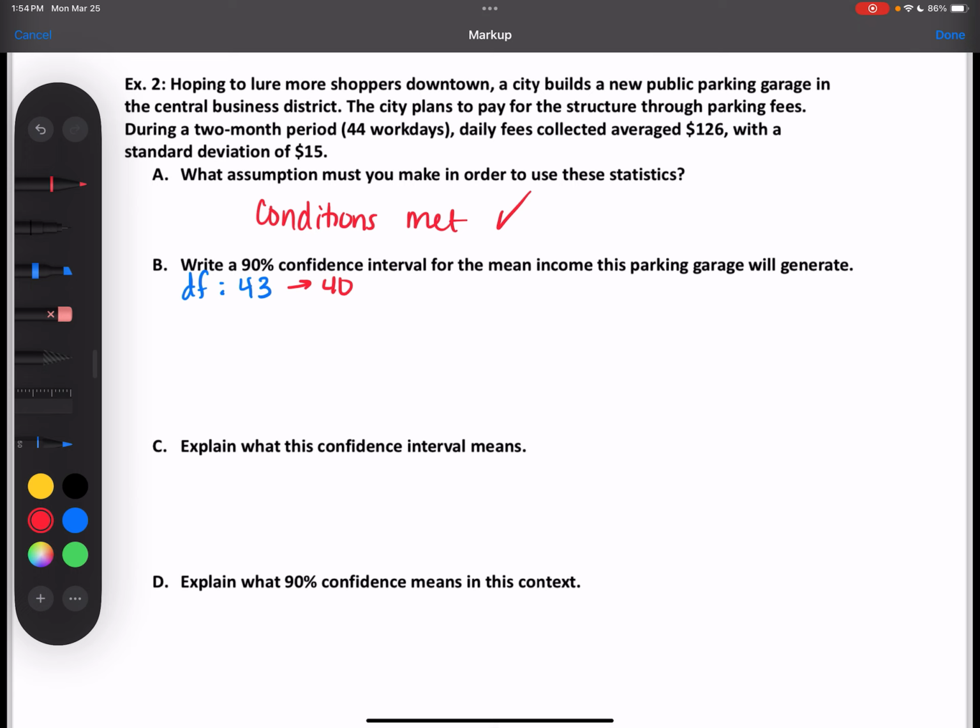So our y bar, from our formula, is the average collected, so that's going to be 126. So y bar equals 126.